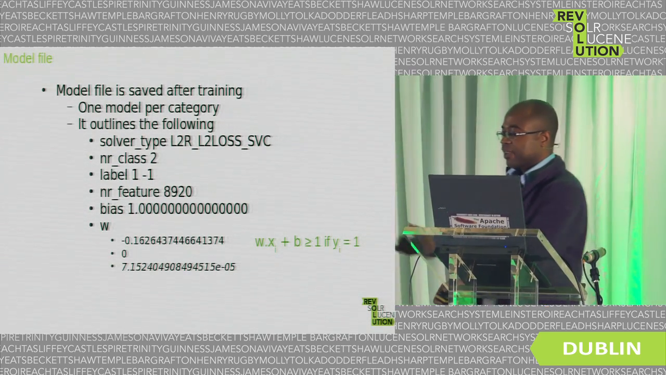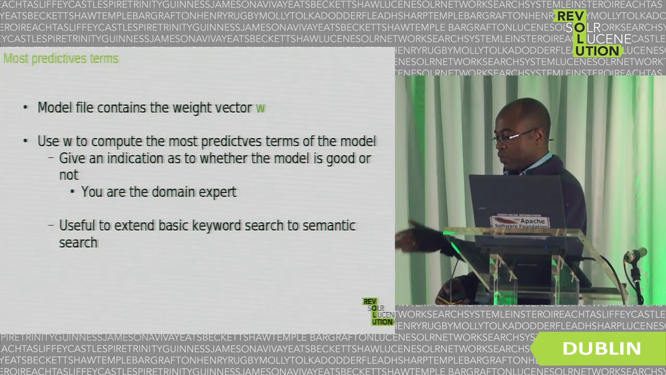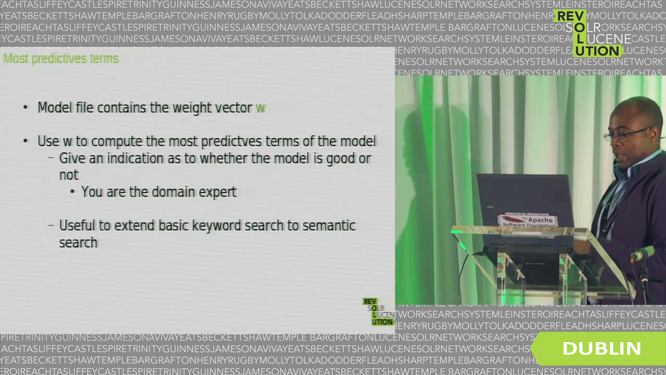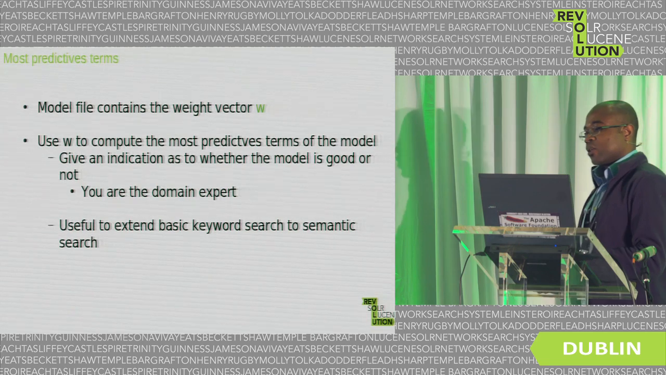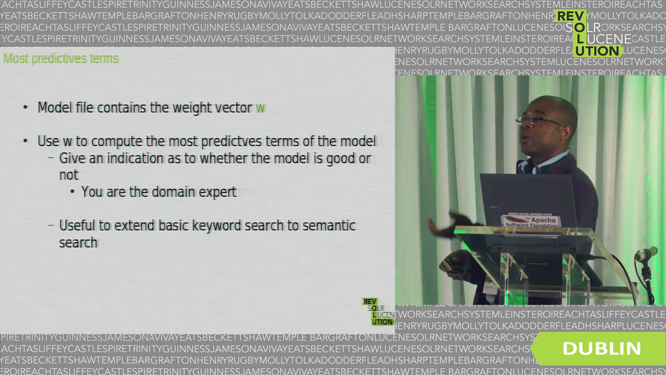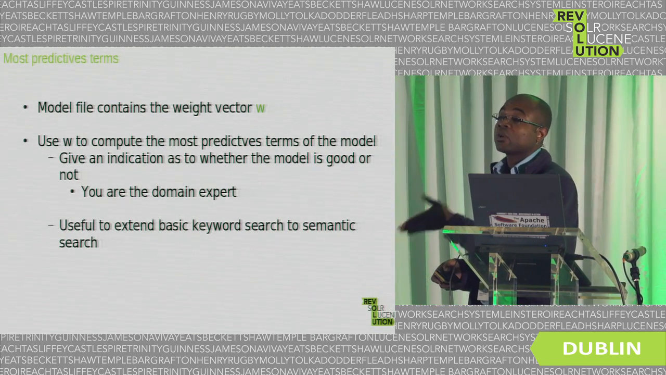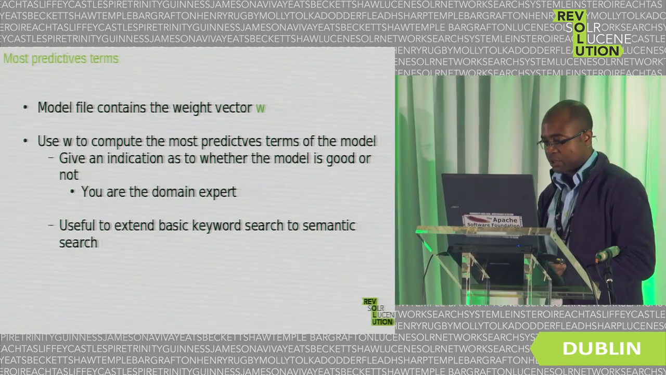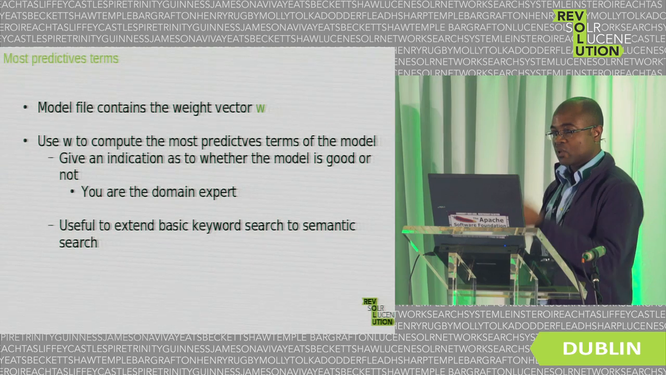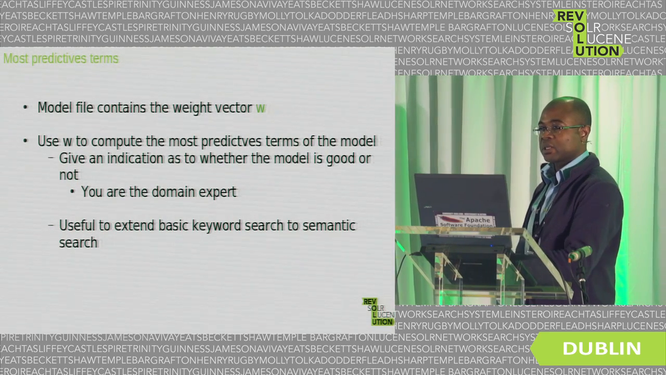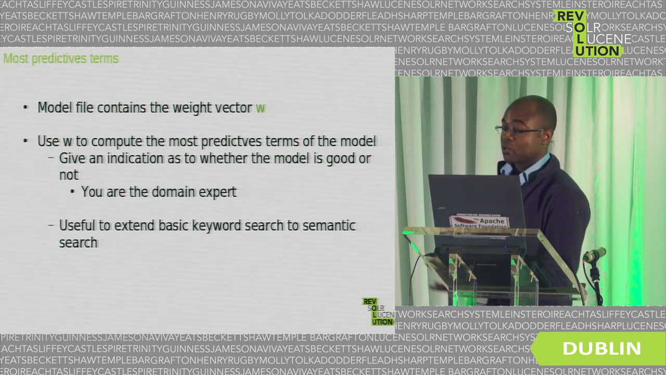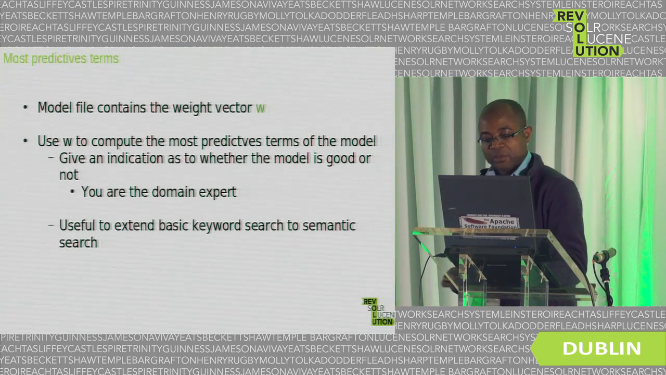So the model file contains vector W. We use W to compute the most predictive terms of the model. This gives an indicator as to whether the model is good or not, because it's not possible that .NET is a most predictive term for a Java position. You are the domain expert, so you read this, you understand immediately. Useful to extend basic keyword search to provide semantic search.